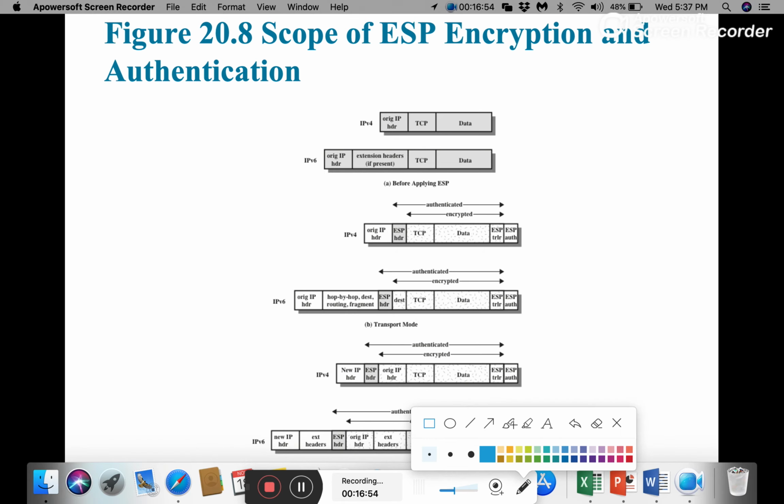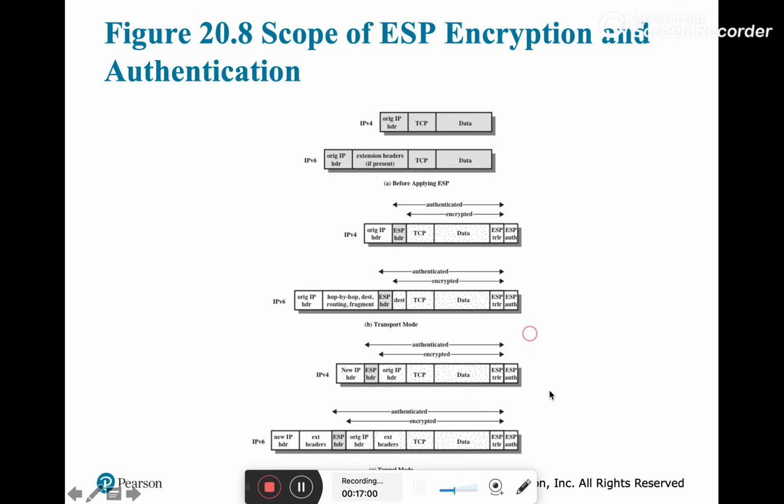Okay, if we are using ESP in tunnel mode, how can I show it? This is ESP in tunnel mode. In tunnel mode, you encapsulate the original packet into a new packet, so it has a new IP header over here. This is your original IP header and this is the new IP header. The ESP header is inserted between the new IP header and the original IP header.